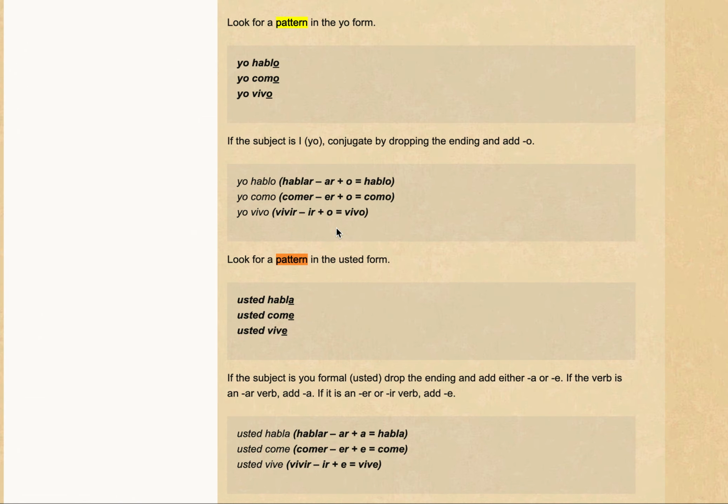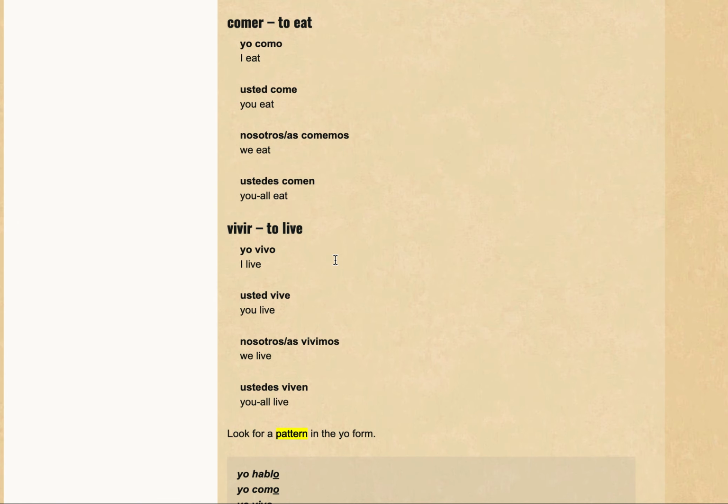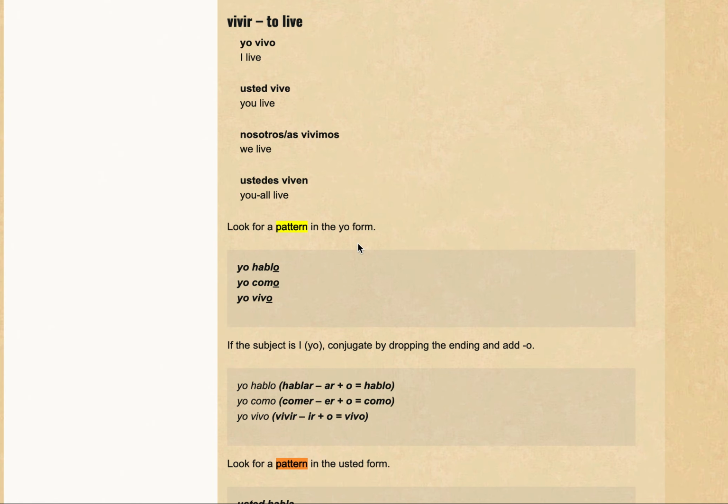Let's search for it. All right. So for the yo form, the subject is yo, right? I, and then you conjugate the verb. So like in all the other forms, you remove the ending of the verb. In this case, let's talk about hablar. So you remove ar out of it, and then you add o to it, right?